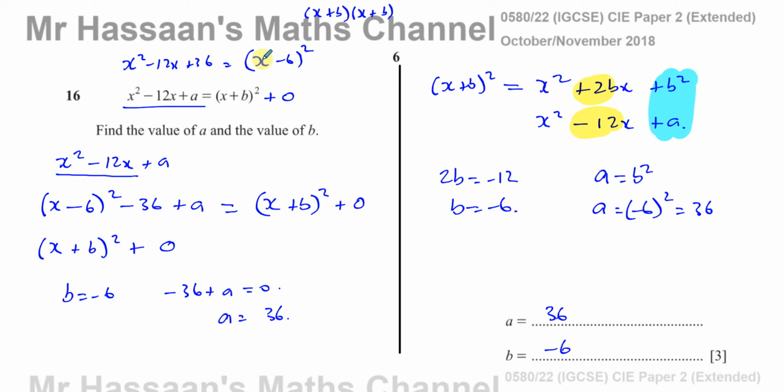If you square this, you're going to have x squared. You're going to have 2 times minus 6 times x, or minus 12x. And then you square minus 6, you get plus 36. You can see that that's true. So the values of a and b that we found, we can check to see if they actually make this expression identity true. And there's the answer to question number 16 from this paper.